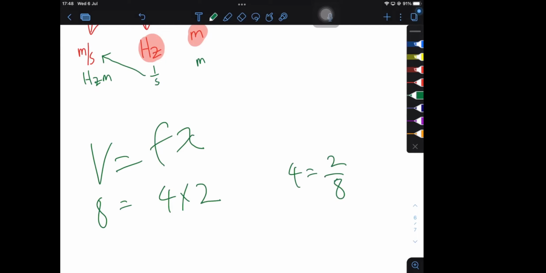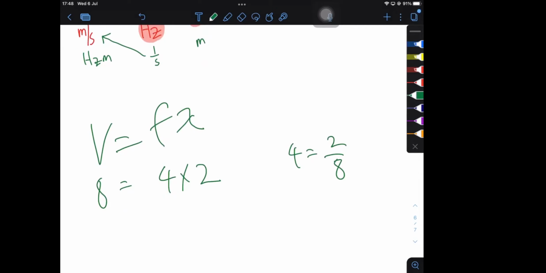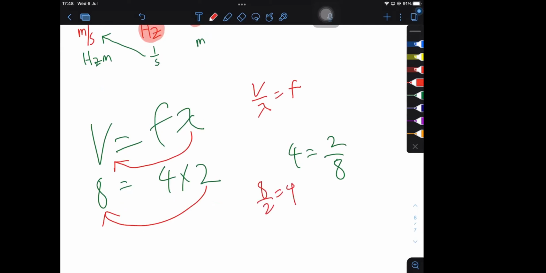Bro. You know how algebra works, right? If you want to find the f, is this one to the bottom, so is this one to the bottom. V over lambda equals to f, whereas 8 divided by 2 is equals to 4. Bro, are you okay, Kunling? Faster do.